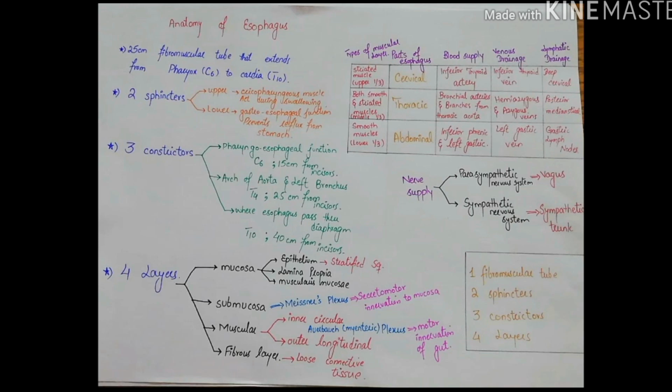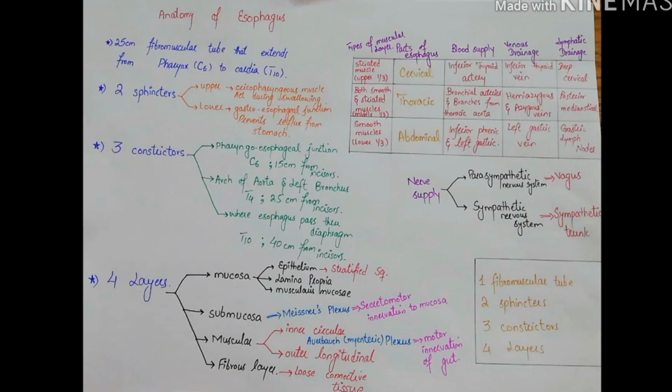Now, the first constrictor is present at the pharyngoesophageal junction, which is at the level of the sixth cervical vertebra, approximately 15 centimeter from the upper incisors. The second is actually a combination of two points, the arch of the aorta and the left main bronchus, which is 25 centimeter from the incisors and at the level of the fourth thoracic vertebra. The third constrictor is present where the esophagus passes through the diaphragm, which is approximately 40 centimeter from the incisors.